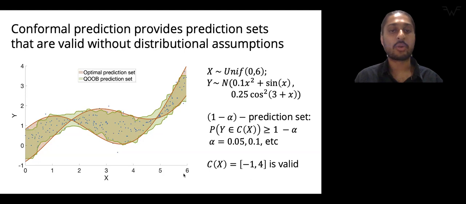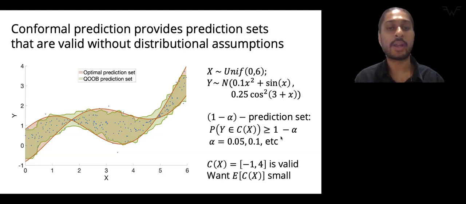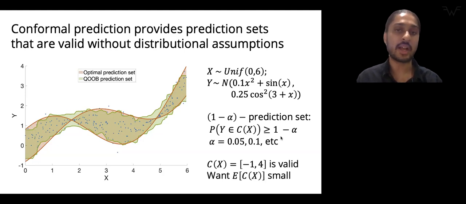However, you may notice that C of x can be some very large set, such as minus 1 comma 4, and it would satisfy this guarantee for any alpha. And thus, we want to provide predictive inference and prediction sets such that the expected value of the size of C of x is small, which means that on average, the length of the intervals that we provide are small.